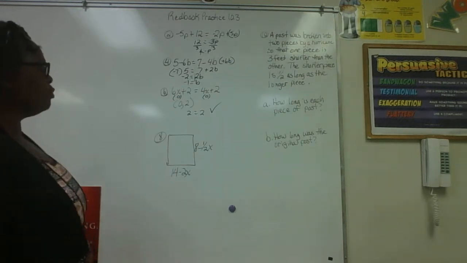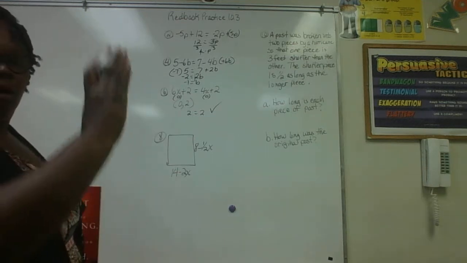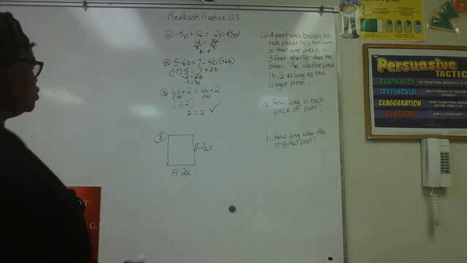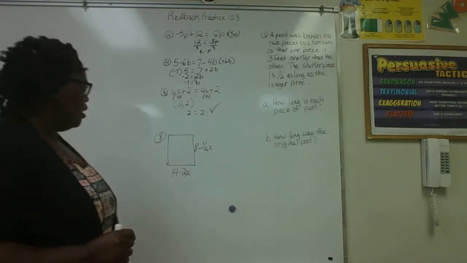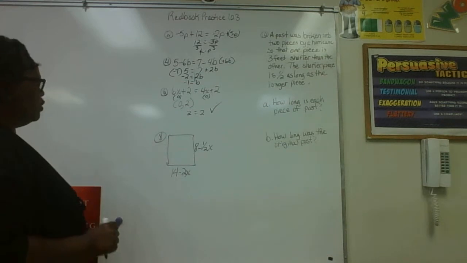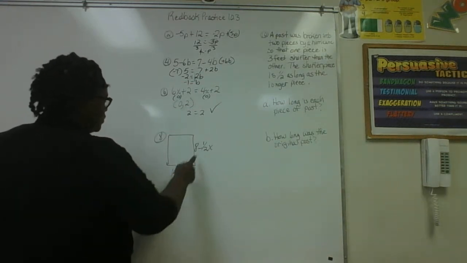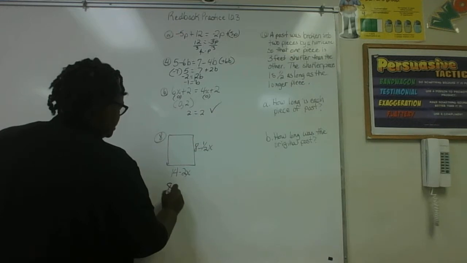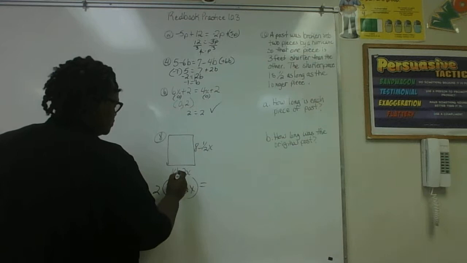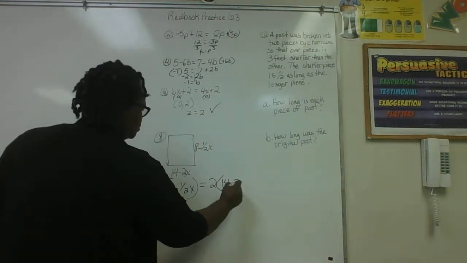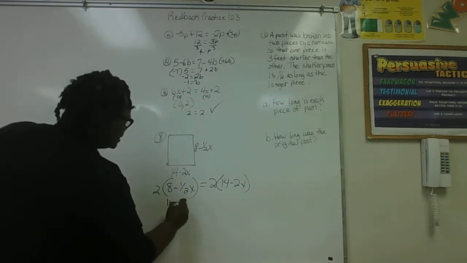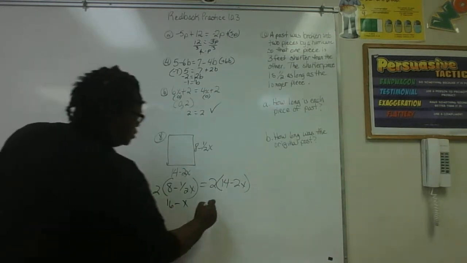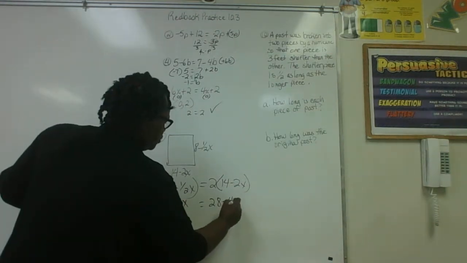Here we have a square. They want us to find the perimeter. As you know, with a square, all sides are the same measurement. So this should equal that if we are to find the perimeter of the square. Here we have 8 minus a half x, and we have 2 of these, should be equal to 2 of 14 minus 2x. Okay? There we have 16 minus x should be equal to 28 minus 4x.